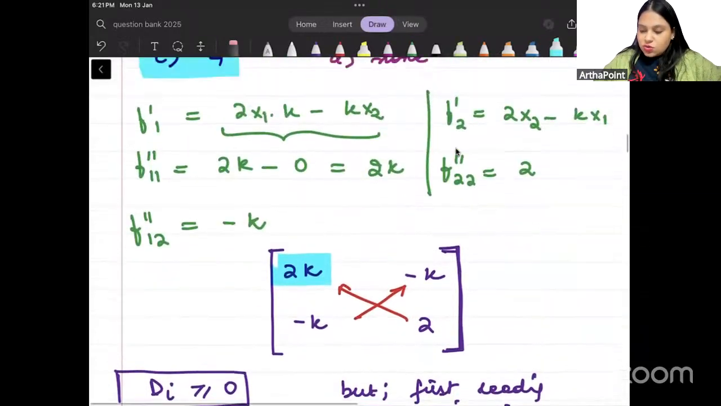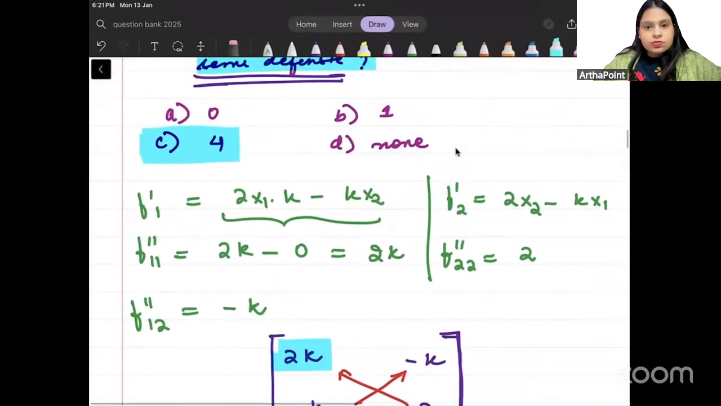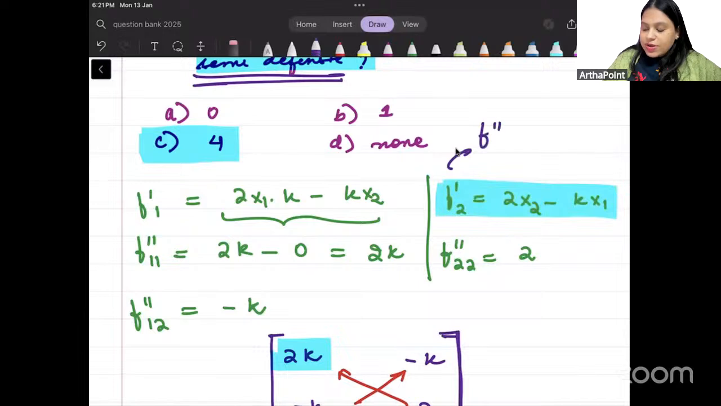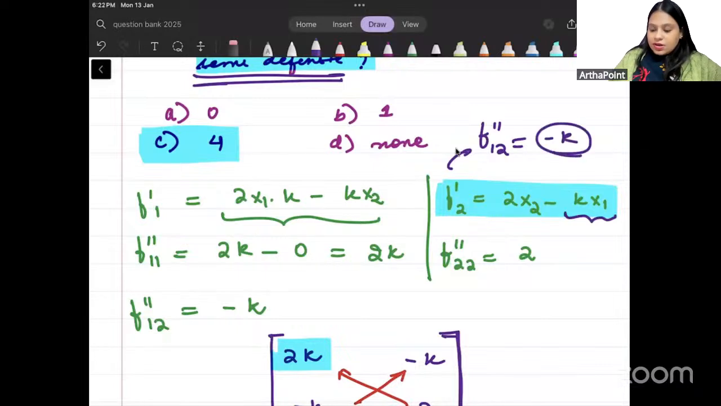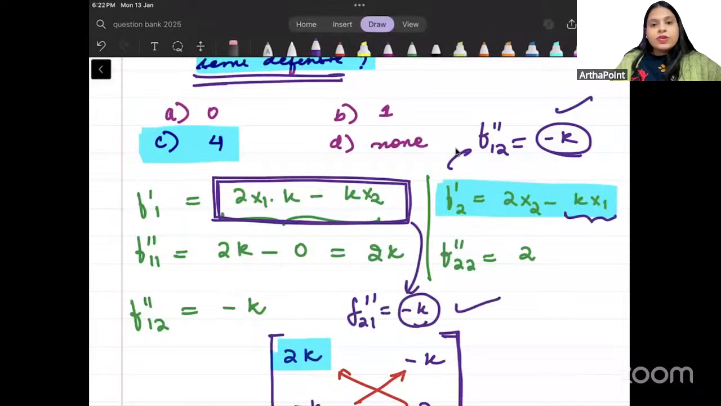Isn't F1 to 0? How? This is my differentiation with respect to x2. Now, if I differentiate this with respect to x1, I have x1 here, so it will be minus k. And this is my differentiation with respect to x1. So if I differentiate this with respect to x2 now, it will again be minus k. Right? It will be minus k.